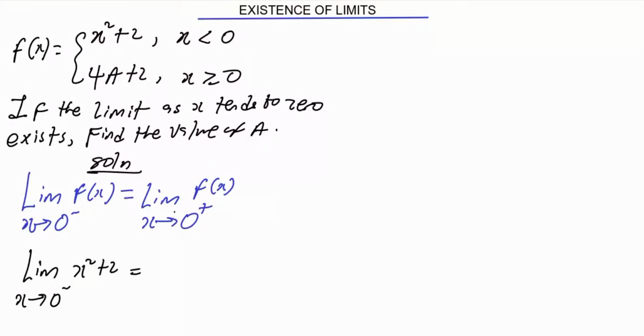And here you are looking at values greater than 0. This is where you have greater than. So you have the limit as x tends to 0 from the right of 4a plus 2. So this is what you have.